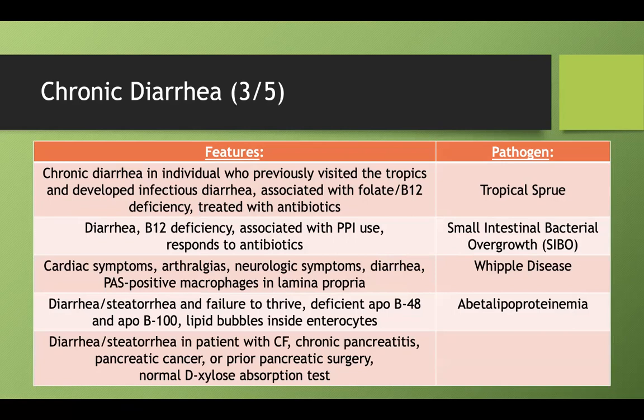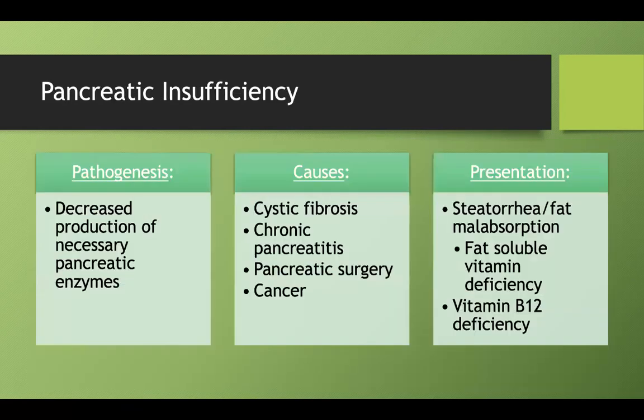And what if you found somebody who has diarrhea or fatty diarrhea in a patient with cystic fibrosis or chronic pancreatitis, pancreatic cancer, or somebody who had a pancreatic surgery? Your D-xylose absorption test would be normal in this disease. So now we're talking about pancreatic insufficiency. Again, fat malabsorption and steatorrhea are a very common presentation of pancreatic insufficiency, and they will definitely give you one of these risk factors if they want you to go after this.